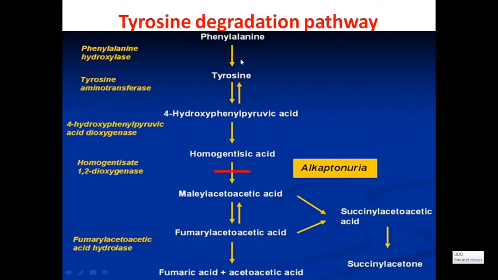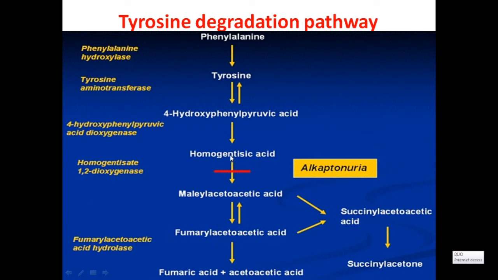Then this is the flow chart of the tyrosine degradation pathway. The basic step is how phenylalanine is converted into tyrosine in the presence of phenylalanine hydroxylase. This is the first step we discussed earlier. Then tyrosine is converted into 4-hydroxyphenylpyruvic acid in the presence of tyrosine aminotransferase enzyme. The next one, 4-hydroxyphenylpyruvic acid is converted into homogentisate in the presence of 4-hydroxyphenylpyruvic acid dioxygenase.